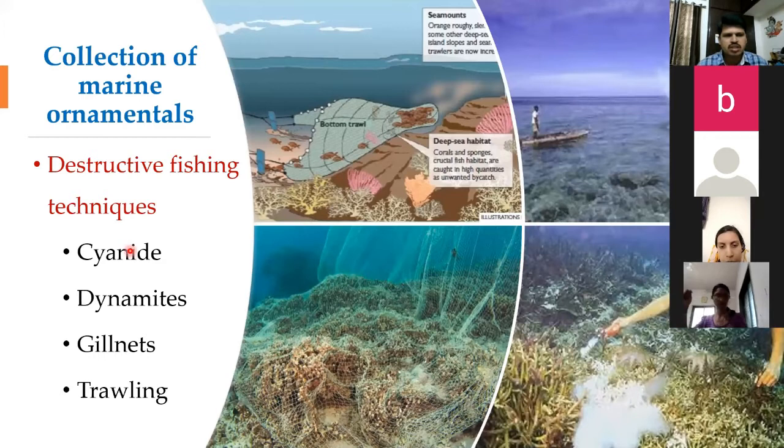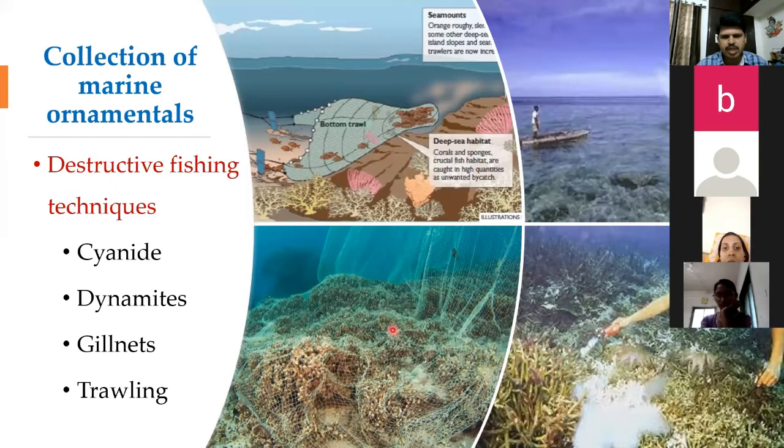So one is the cyanide. You can see on the right there are some collectors who are applying sodium cyanide into the marine environment, and in the above picture you can see the blasting. So some fish collectors use dynamites. These two practices stun the fishes or other invertebrates inside the marine environment for a few minutes, so that the ornamental fish collectors can easily snorkel or do skin diving in order to collect those fishes.